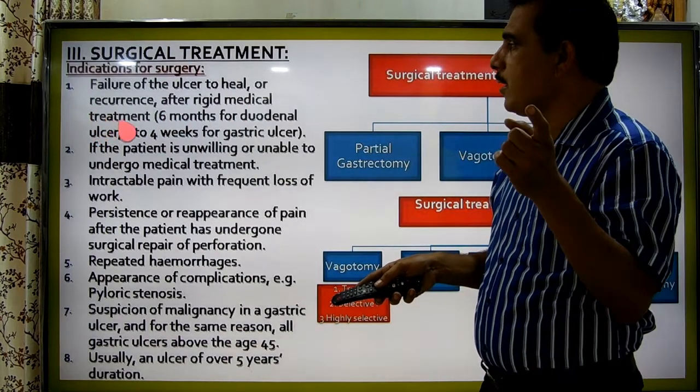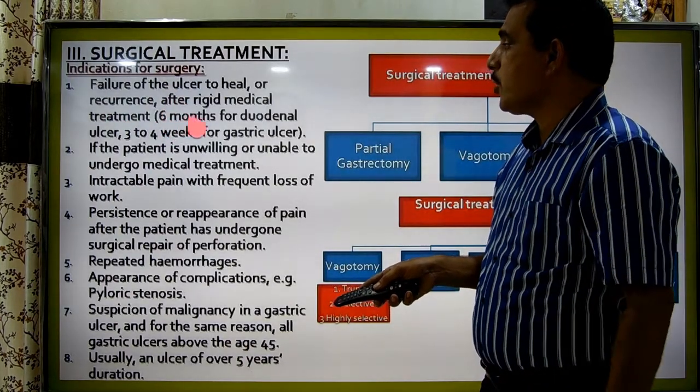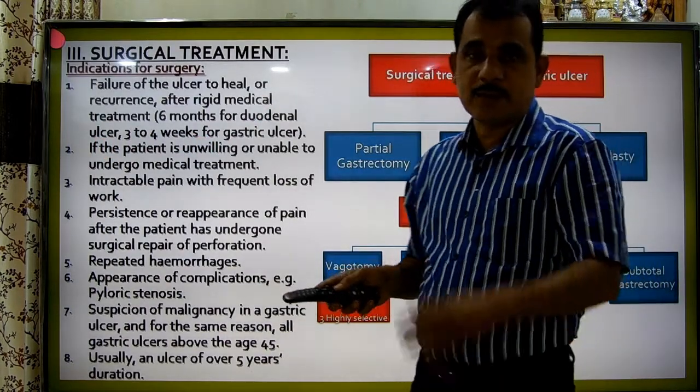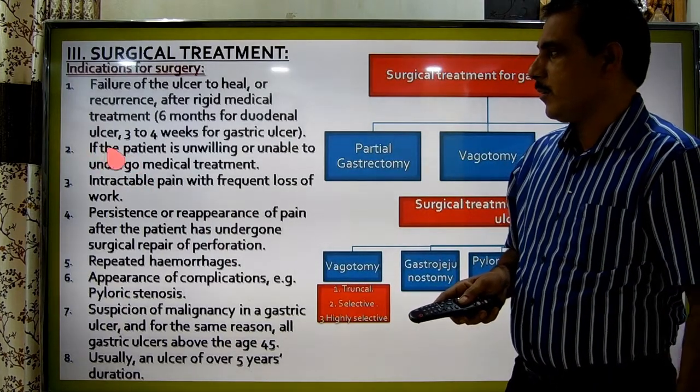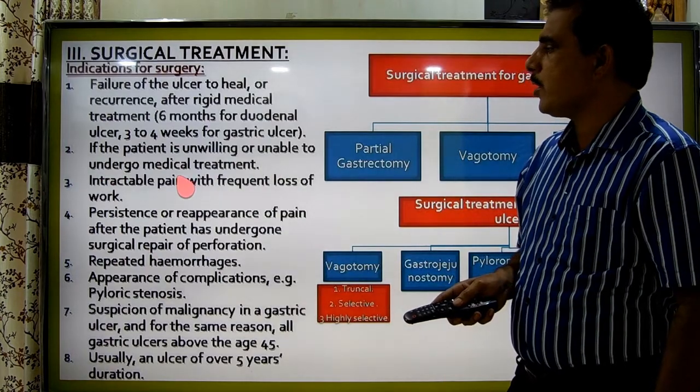Failure of the ulcer to heal or recurrence of the ulcers after the treatment. At least 6 months for duodenal ulcers and 3 to 4 weeks for gastric ulcers. If the ulcer doesn't heal, then you can go for the surgical treatment. The second indication is if the patient is unable to undergo the medical treatment.